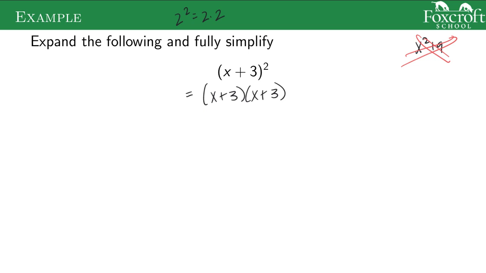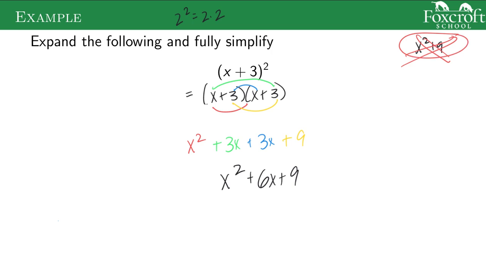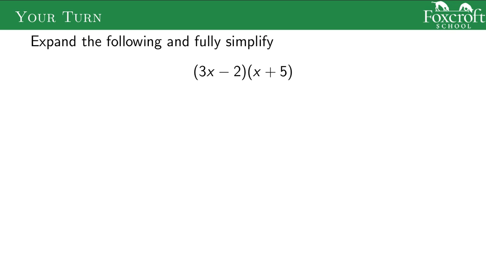And now you can see this is the FOIL problem. First, outer, inner, and last. 3 times 3 is 9. Combining those like terms gives me x squared plus 6x plus 9. So you can see the answer up here was wrong. It's missing that middle term. Squaring the parentheses is something that people do incorrectly a lot, and this is how to do it correctly.